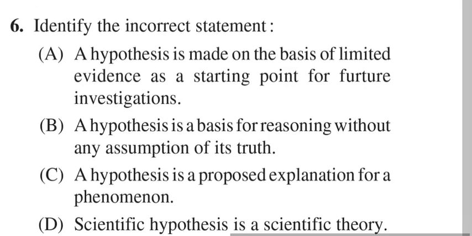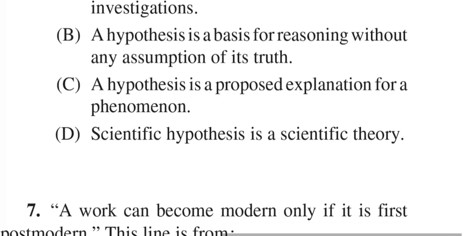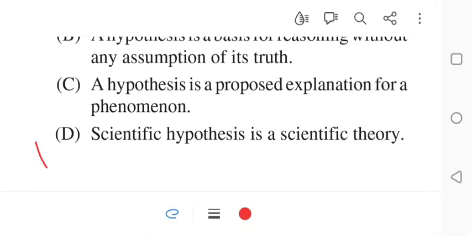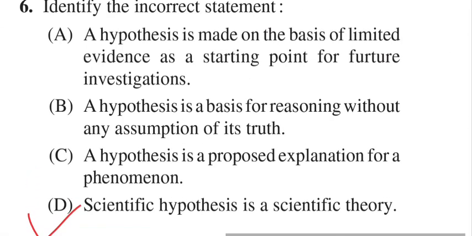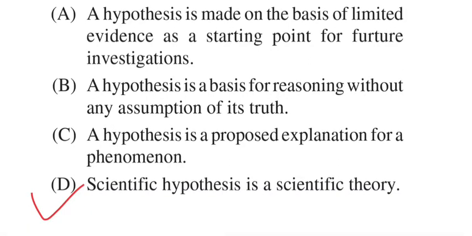So, what is the correct answer of 6? Correct answer of 6 is D, that is scientific hypothesis is a scientific theory. This is the incorrect statement. All others are correct, like a hypothesis is made on the basis of limited evidence as a starting point for future investigations, a hypothesis is a basis for reasoning without any assumption of its truth, and a hypothesis is a proposed explanation for a phenomenon. These all are correct, but this thing is not correct. That is the scientific hypothesis is a scientific theory. It's wrong.